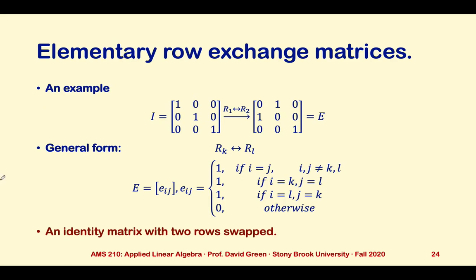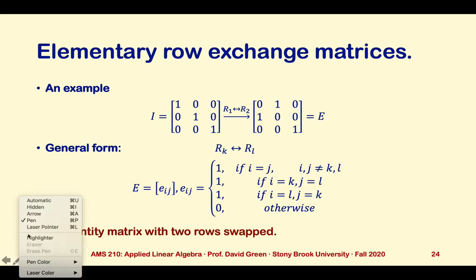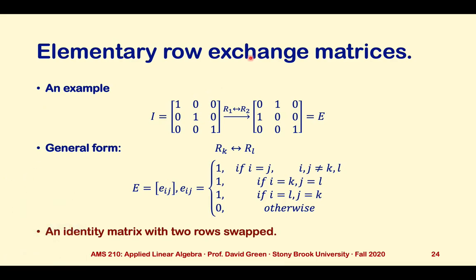Let's start with thinking about what elementary row exchange matrices look like. Consider an example, exchanging the first and the second row. Well, how do we generate the elementary matrix? We apply that operation to the identity matrix. We swap the first row with the second, and we get something like this. All right? And the general form is always going to be an identity matrix with 2 rows swapped by definition.